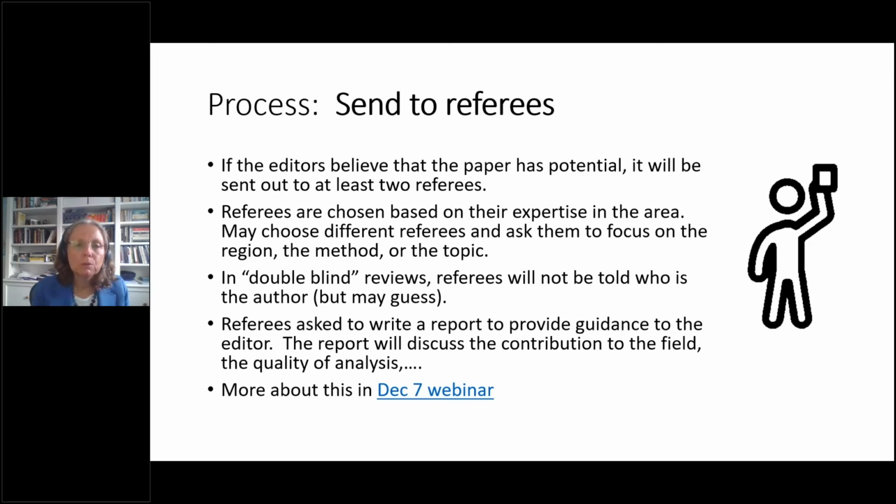Most journals do double-blind reviews. This is less and less true in economics, but certainly in development studies and the agricultural economics journals, it's double-blind, meaning that the referees don't know whose paper it is, and you will never know who the referees were. The referees are asked to write a report, and they provide guidance to the editor. They typically are not making the decisions, they're just making a recommendation to the editor. And either the editor or one of the associate editors will then evaluate based on the referees' reports and make a decision. In a couple of weeks, on December 7th, we're going to have a whole webinar specifically on both writing reviews and also on how to respond to them. So come back if you've got specific questions on that.